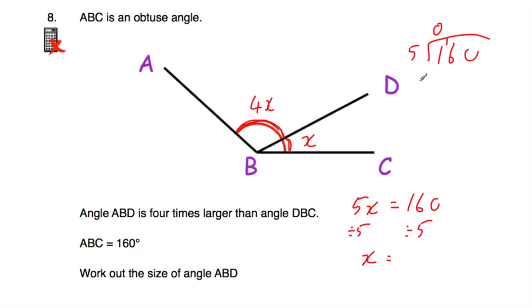0, remainder 1. How many 5s go into 16? That'll be 3. 3 5s is 15, remainder 1. And how many 5s go into 10? That's 2. So that means that x is 32 degrees. So this is actually a 32 degree angle, 32 degrees.